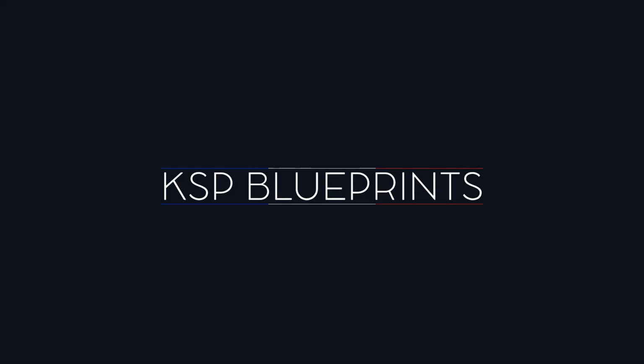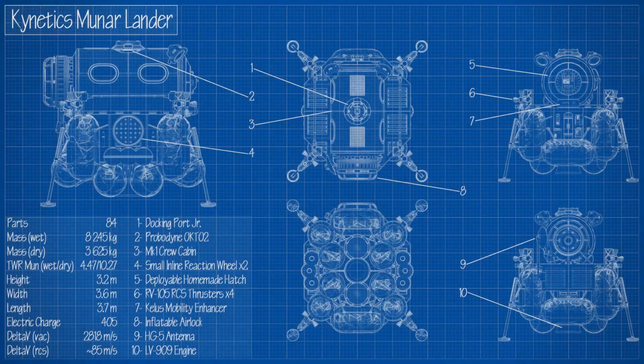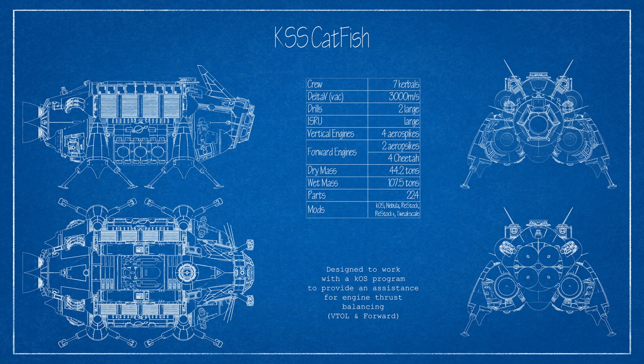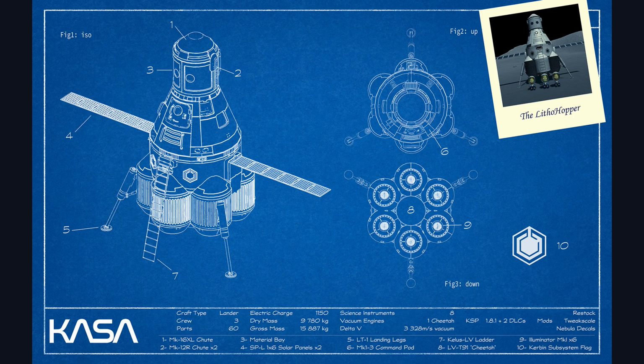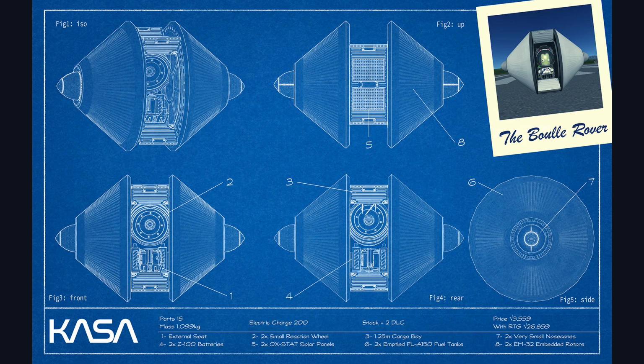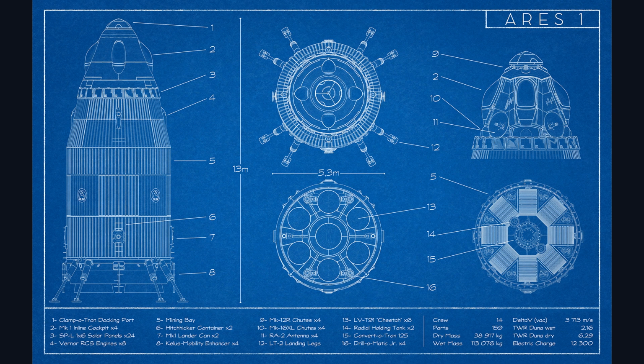Hello, it's Only Light Matters here, and today we are about to learn how to make blueprints of your KSP crafts. Two tools are needed to create this kind of images. Firstly, we need the Kronal Vessel Viewer mod, which allows to make orthographic captures of your crafts in the VAB or SPH. And secondly, any image editor able to manage layers and capable of drawing edges of an image. That will be Gimp for us.